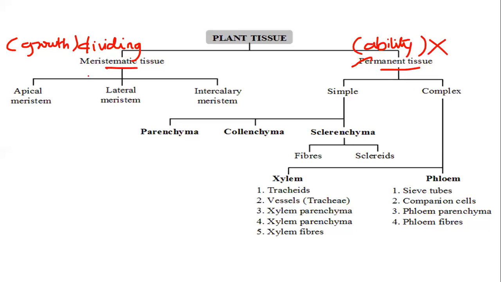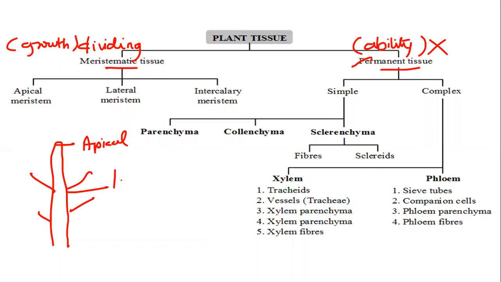In meristematic tissues we have three types. When we talk about a shoot, the tip part is called the apical meristem. And at the nodes, wherever the nodes are present, the intercalary meristem will be present, and in the lateral part the lateral meristem will be present, right?